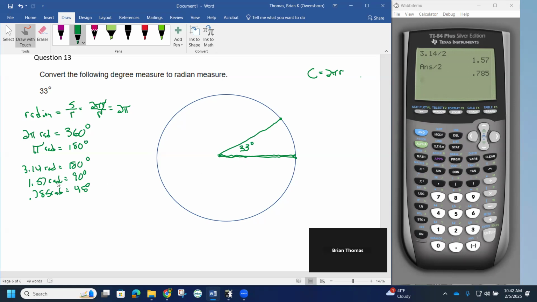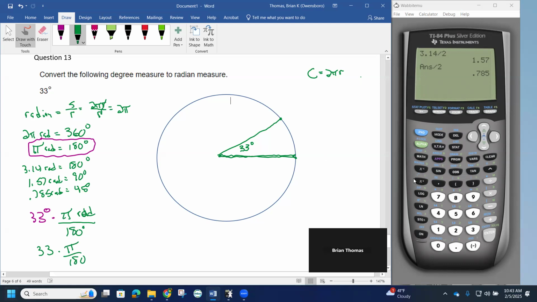What I can do is use this conversion factor here: pi radians is equal to 180 degrees. I'm starting with 33 degrees, and I multiply by the conversion factor. Since I want to convert to radians, I want the pi radians in the numerator. So pi rad over 180 degrees. Notice how the degrees will cancel out. So what we have then is 33 times pi over 180.